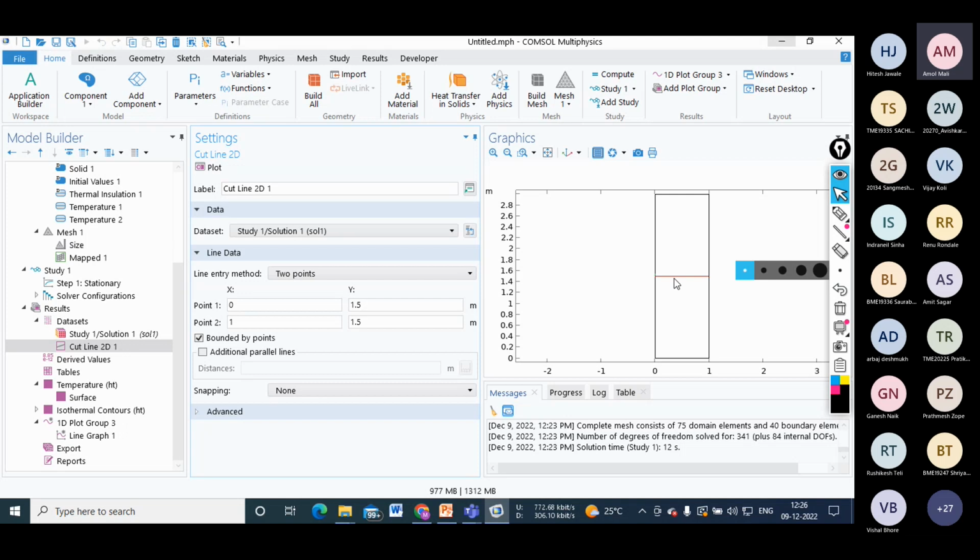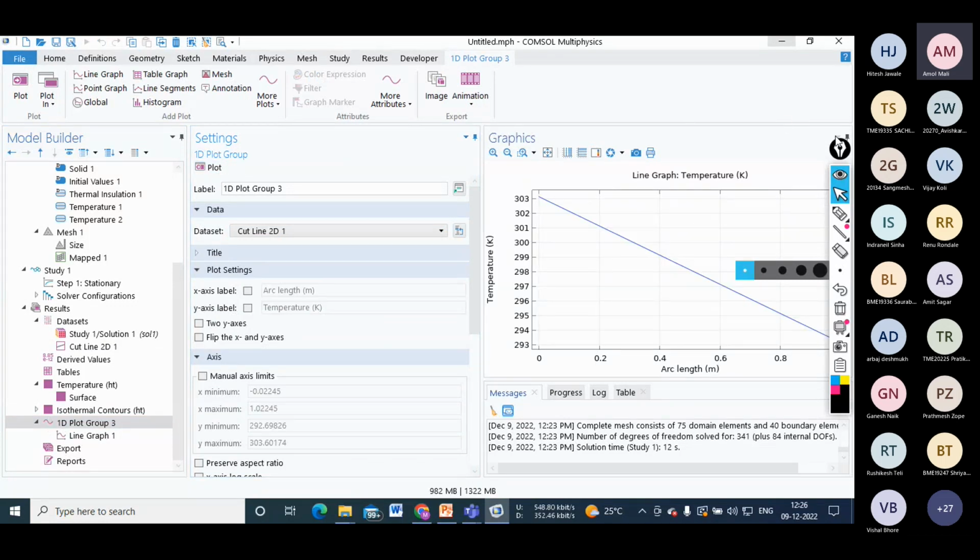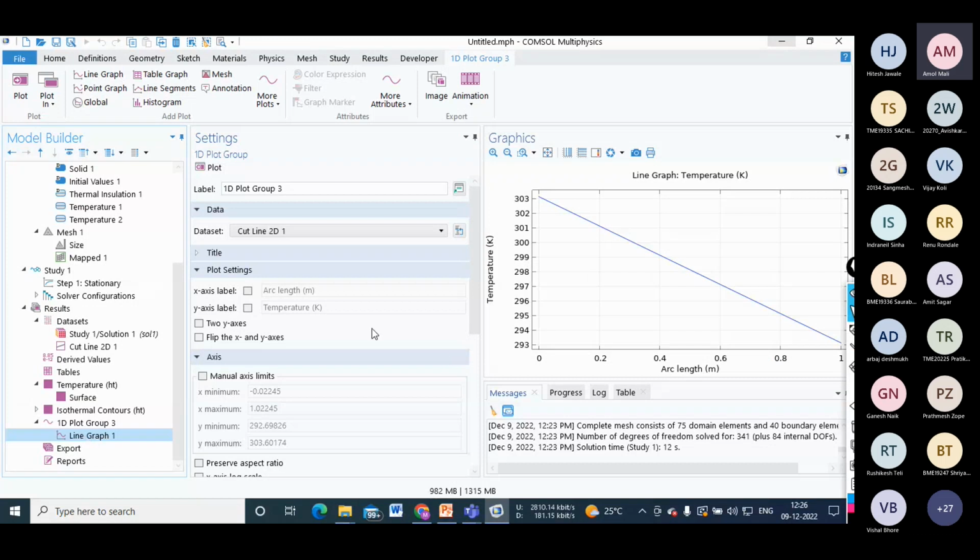देखो, this line has been drawn. So we can see the temperature distribution. So here we have to select the cut line 2D. With the help of this line we can see how temperature is flowing, or how the heat is flowing from higher to lower. Okay, here I will change the unit.